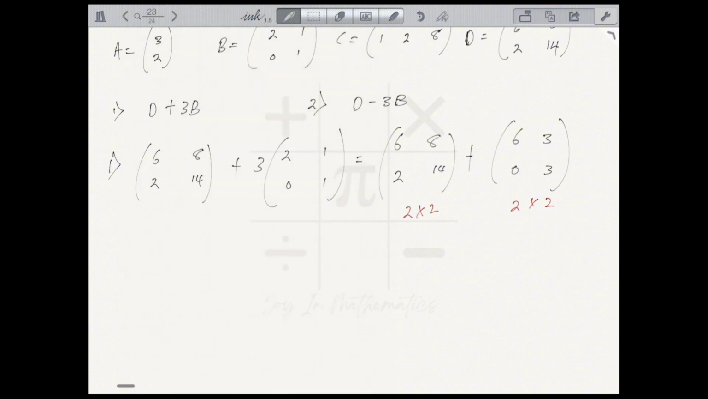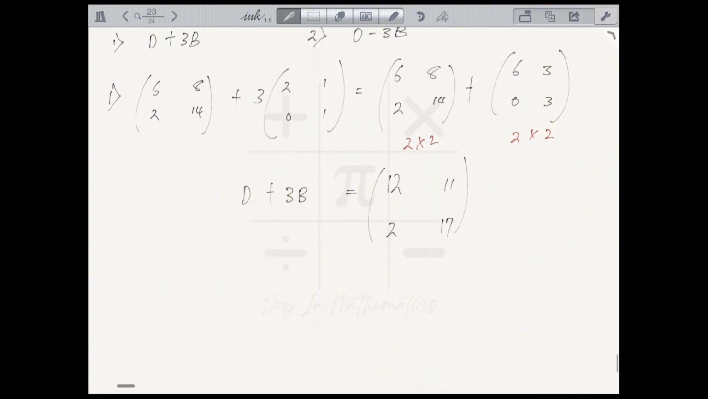Now let's proceed. To solve this, we are going to add the corresponding terms. So this will be 6 plus 6, I'll skip that process, and this will be 12, 8 plus 3, 11, 2 plus 0, 2, 14 plus 3, and that's 17. So we have our answer of D plus 3B. I believe you got it. Let's move on to the next.